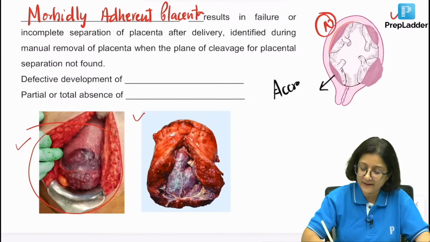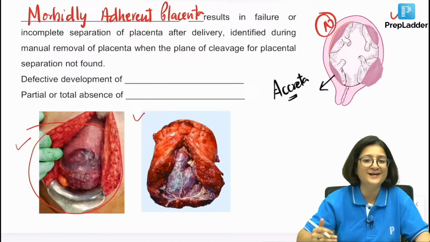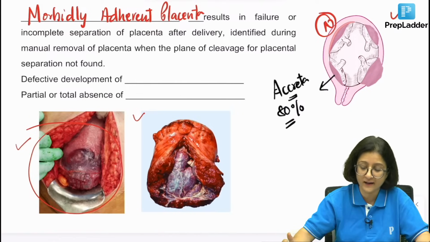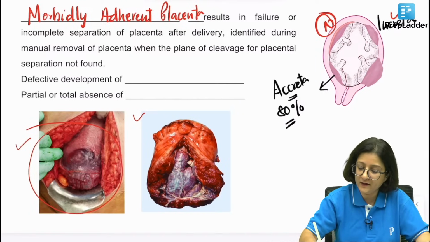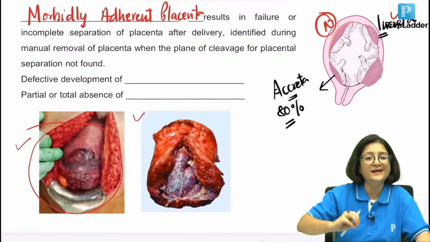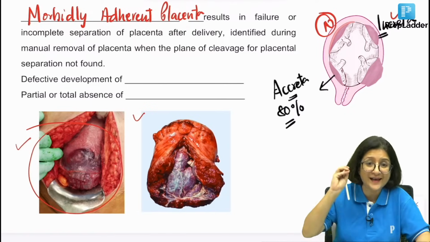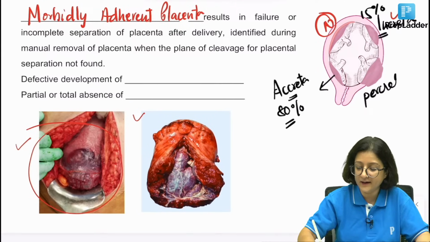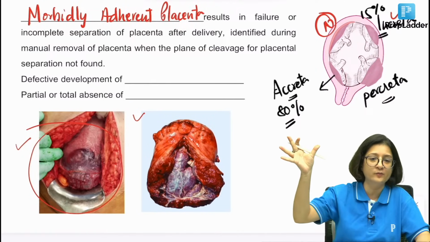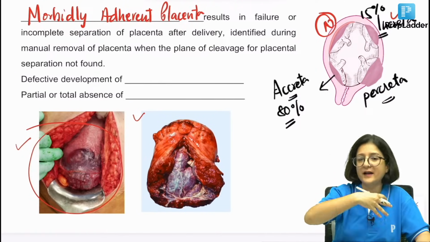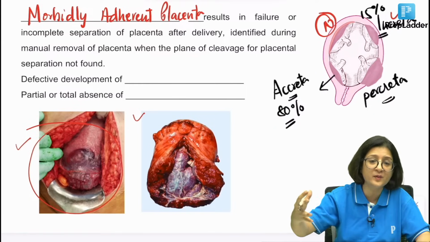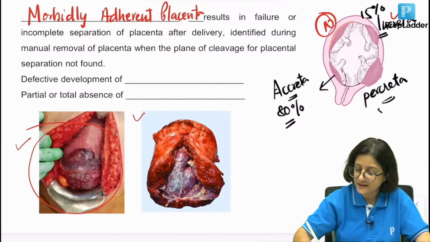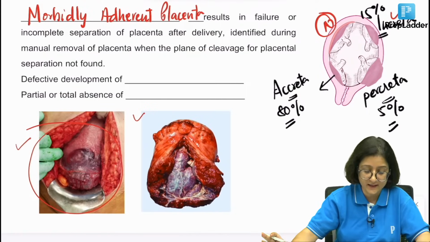This is accreta. Accreta means it is just attached to the myometrium. This is most common, in 80% of cases. Then this, it has gone deeper into the myometrium, so it is increta, another 15%, right? And then you have percreta, it has perforated the myometrium, and now reaching all the way up to the serosa, could even perforate the adjacent bladder or nearby structures. So this is percreta, only seen in about 5% of cases, right?